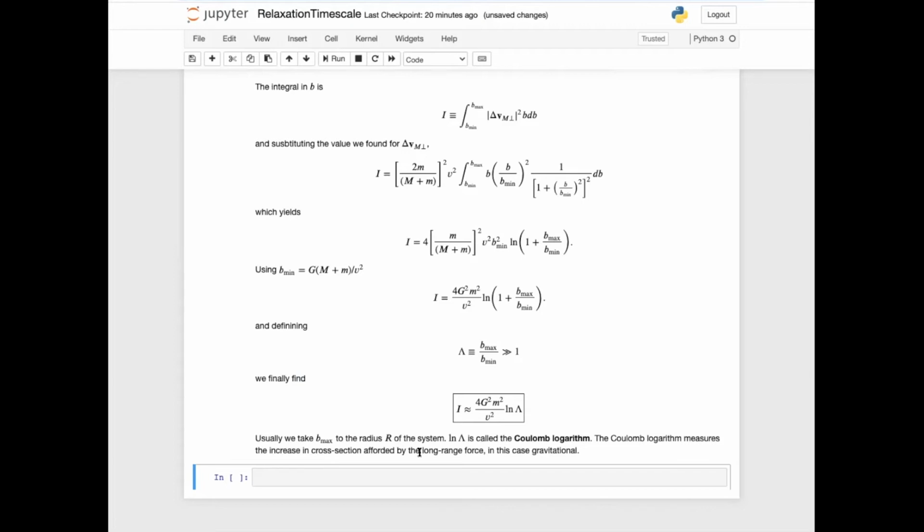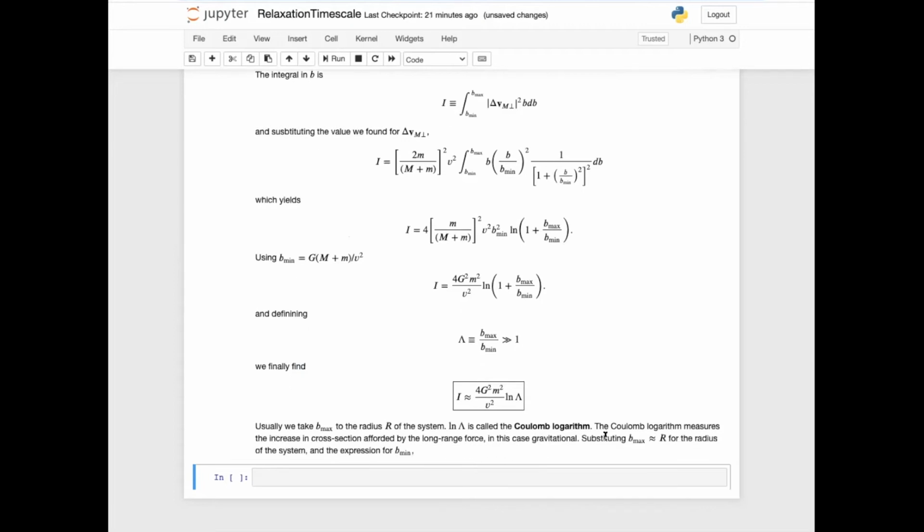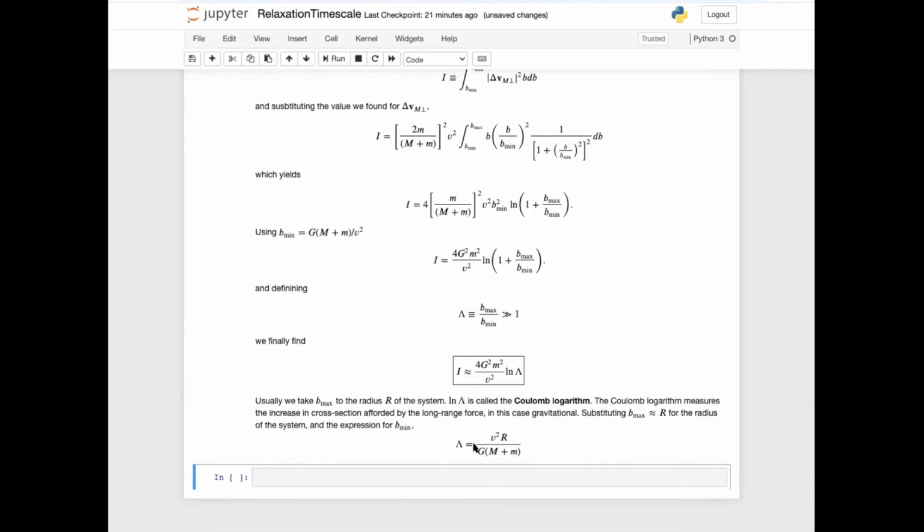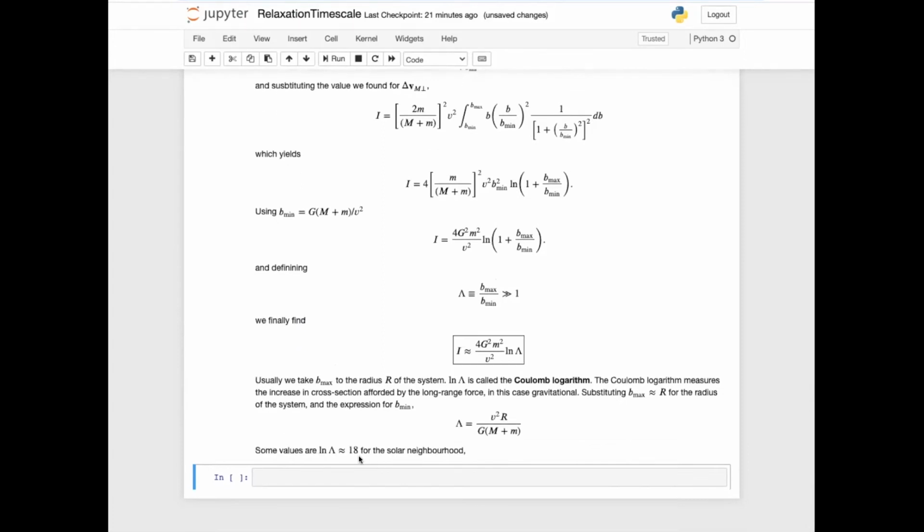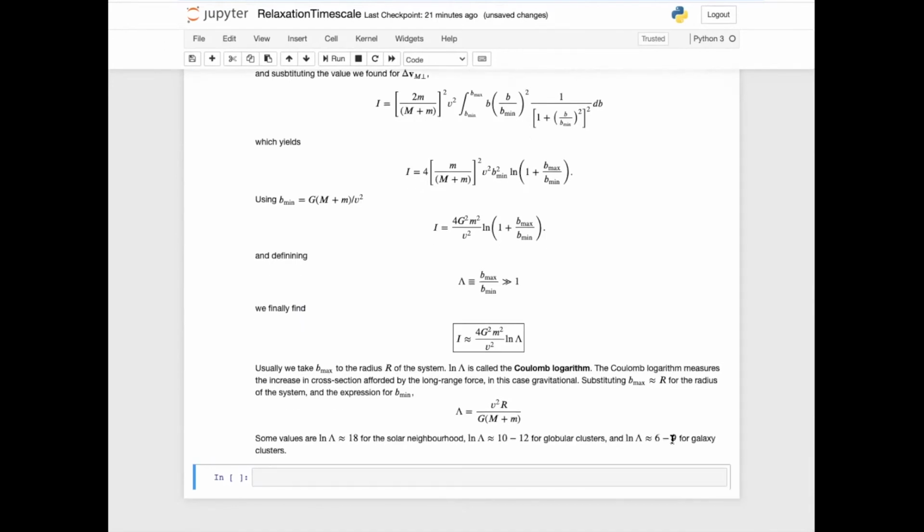It is this Coulomb logarithm that is quantifying the effect of the long-range force, which in this case is gravitational. Now, if you substitute b max by the radius and the expression again here for b min, then you find this expression for lambda. Some values of the Coulomb logarithm are 18 for the solar neighborhood, about 10 to 12 for globular clusters, and about 6 to 9 for galaxy clusters.